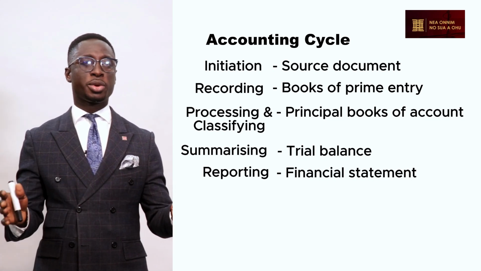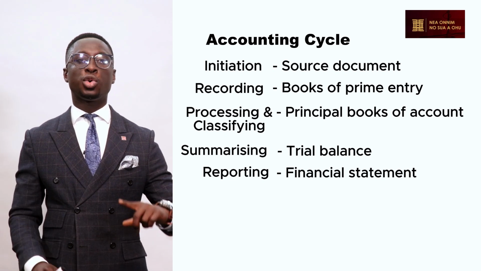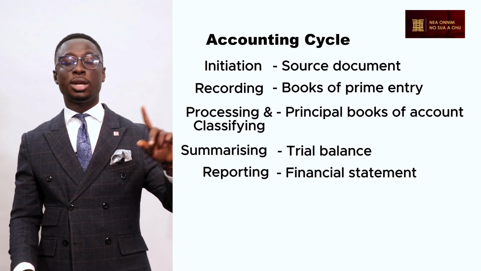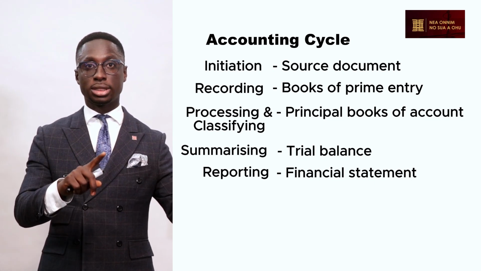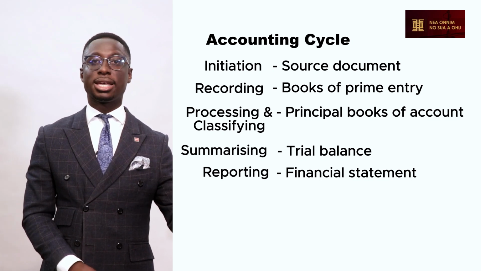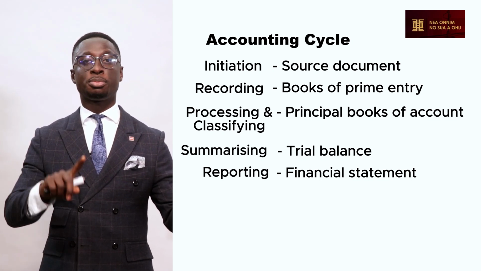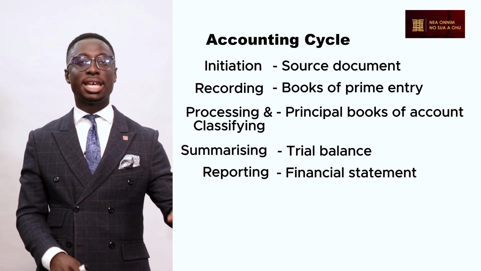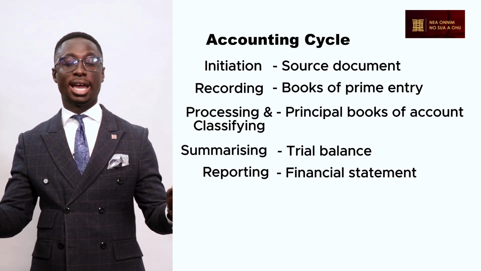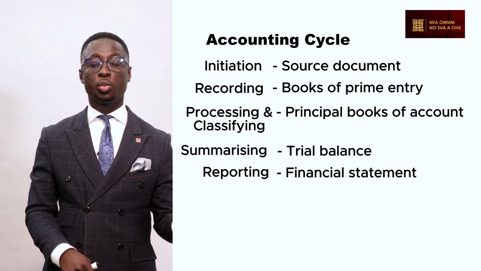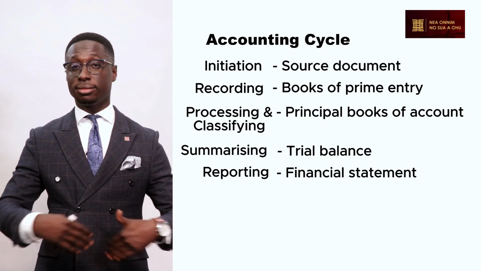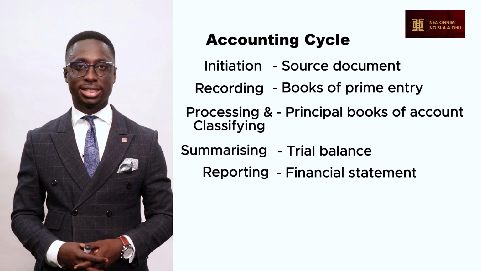So let's do a quick recap of that, mapping them. So initiation is to what? Source documents. Then we have recording is to what? The books of prime entry. Then processing and classifying is to what? Principal books of accounts. And then we have summarizing, which is to what? The trial balance. And then the final one, reporting, which is to the various financial statements. I hope this is clear. That is the accounting cycle.